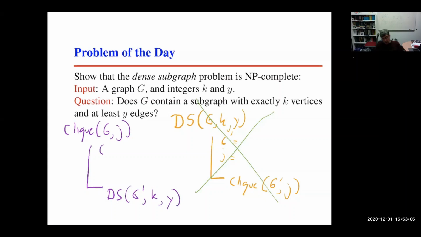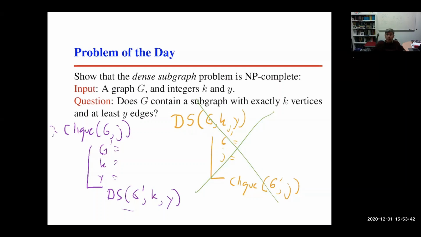What does this mean? If I do find a way to set these things up so that this is going to be true, then if there's a fast densest subgraph solver, that would give me a fast clique solver. But if I have a correct thing here and I know that clique is hard and there's no fast way to solve clique, this will be an argument that there's no way to solve densest subgraph correctly at that point.